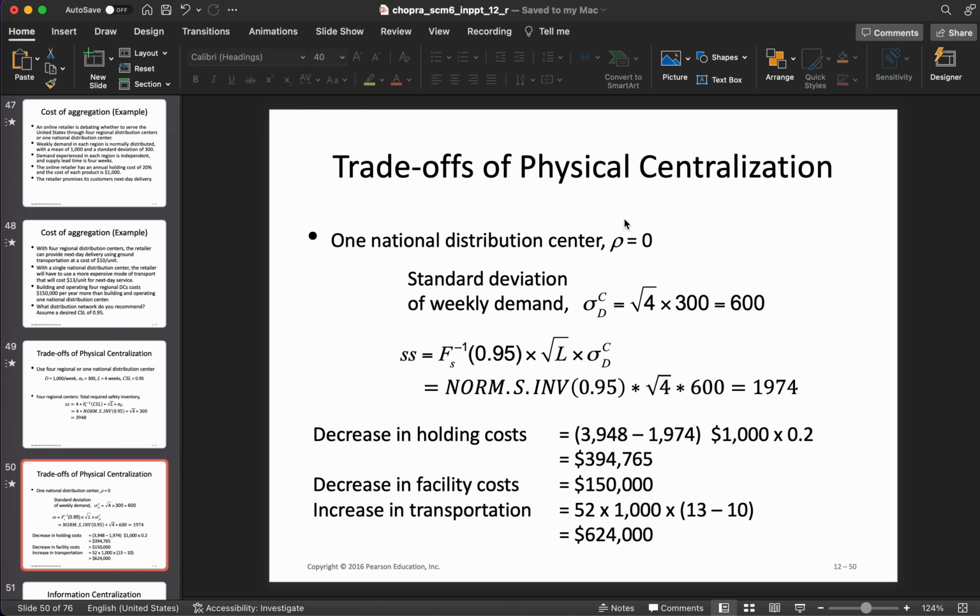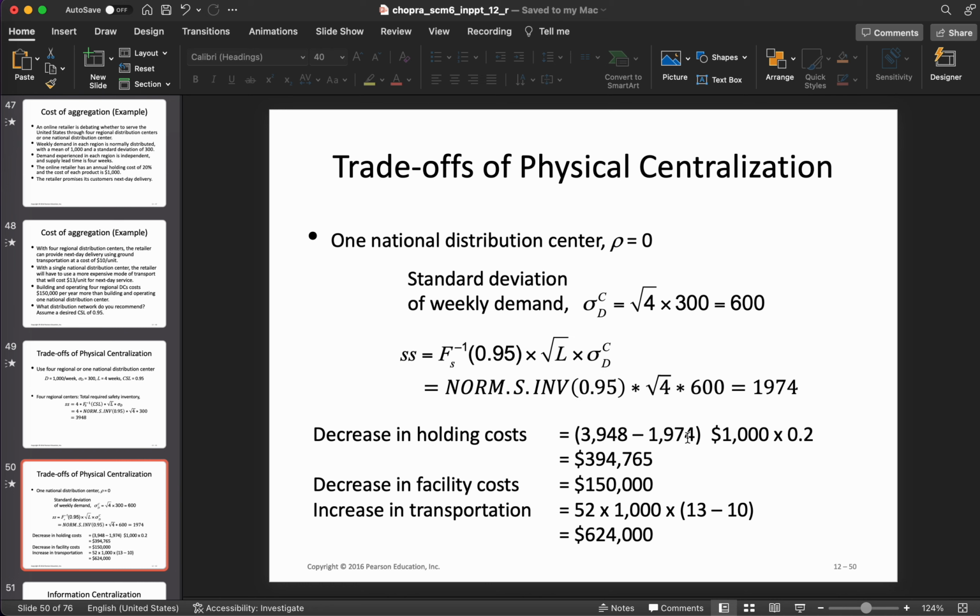Now, if you have a single national distribution center with no correlation of demand between the 4 regions, the standard deviation of weekly demand will just be square root of 4, there are 4 regions, times 300, which will be 600. And with that, we can calculate the same norm.s.inv with 95% cycle service level times the square root of 4. Now, this 4 comes from the fact that we have 4 regions, and this 4 comes from the fact that our lead time is 4. It just so happens that they're the same, but they can definitely be different numbers. Times 600, the standard deviation of weekly demand. So this gives you a safety stock of 1,974. So there is a huge difference between the two.